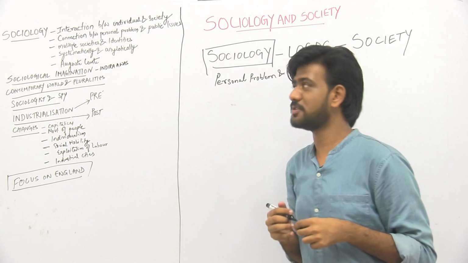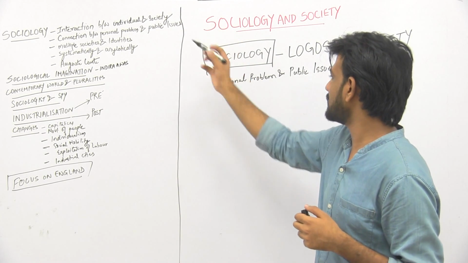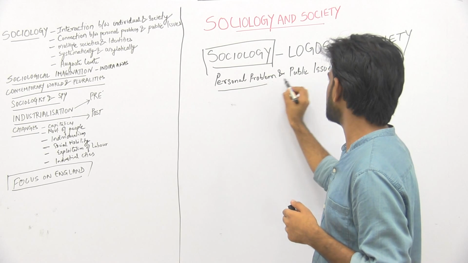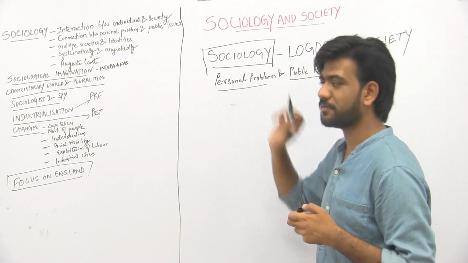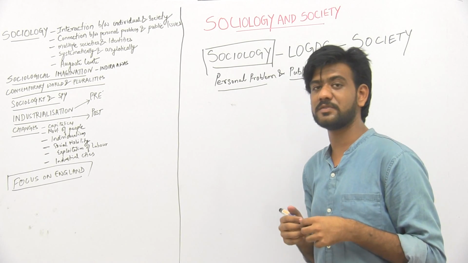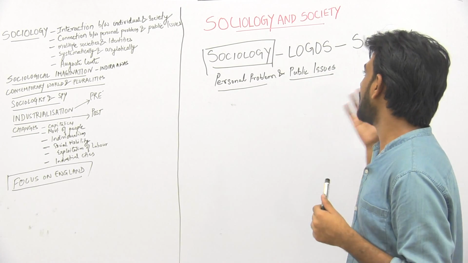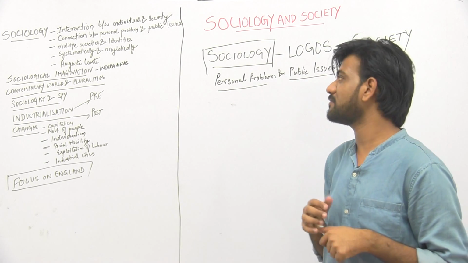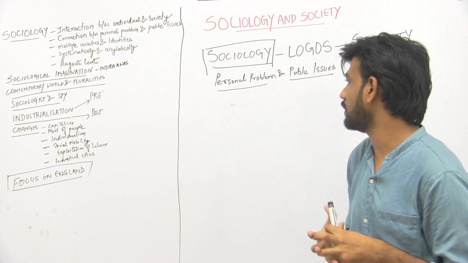So, sociology is the connection between personal problems and public issues. To define these two terms, personal problem is a problem that an individual faces individually, and public issues are the issues that are faced by the society as a whole.